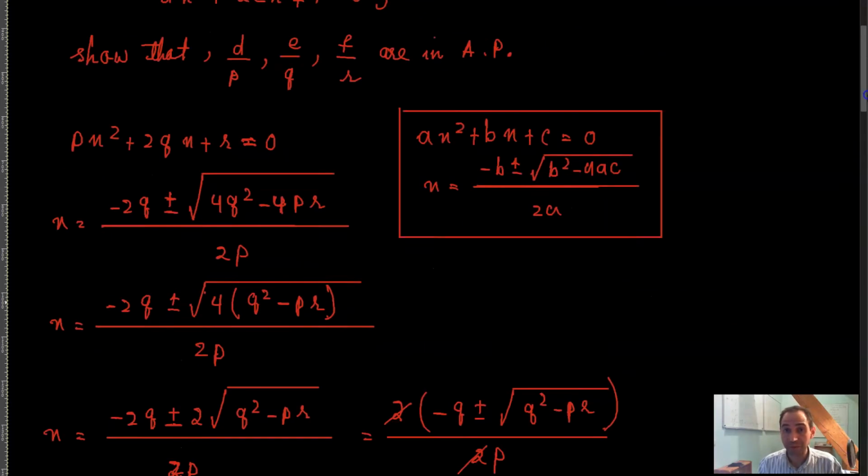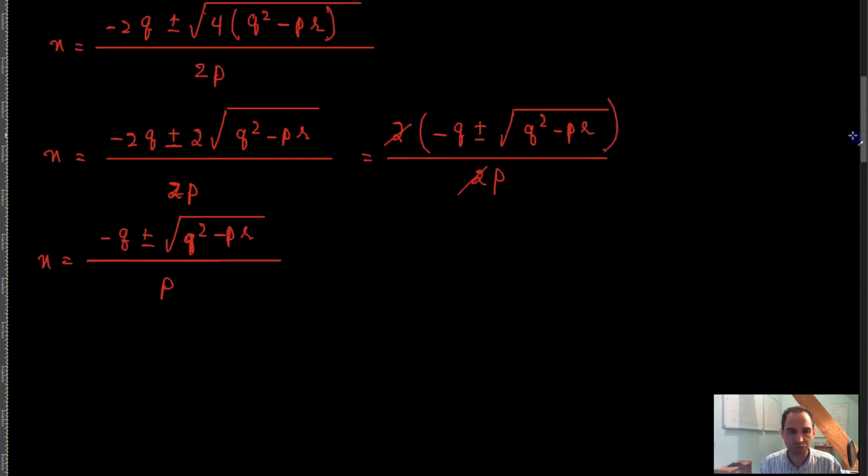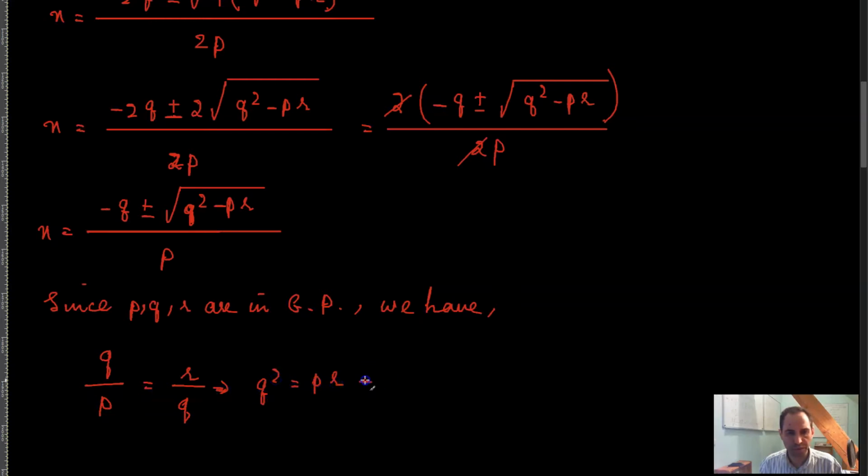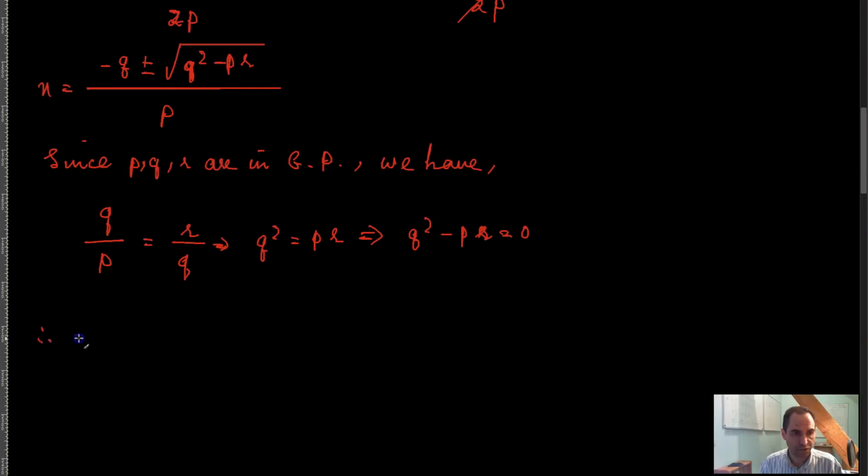Now since we said that p, q, r are in geometric progression, we have q to p is equal to r to q, which means that q squared is equal to pr, which means that q squared minus pr is equal to 0. Which essentially means that therefore x is equal to negative q divided by p, right? Negative q divided by p.